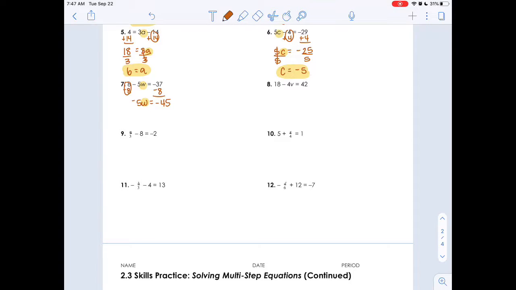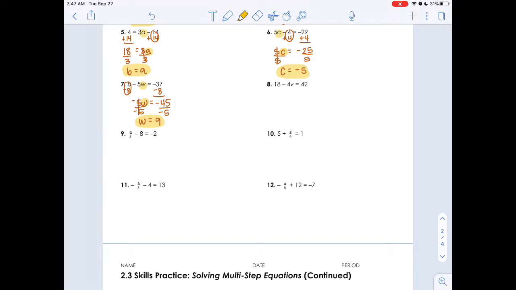W is still not by itself, so I need to divide both sides by a negative 5 because I want these negatives to cancel and the 5s. Negative 5 divided by negative 5 is 1w. If I divide this side by negative 5, 45 divided by 5 is 9, and those negatives cancel each other out.